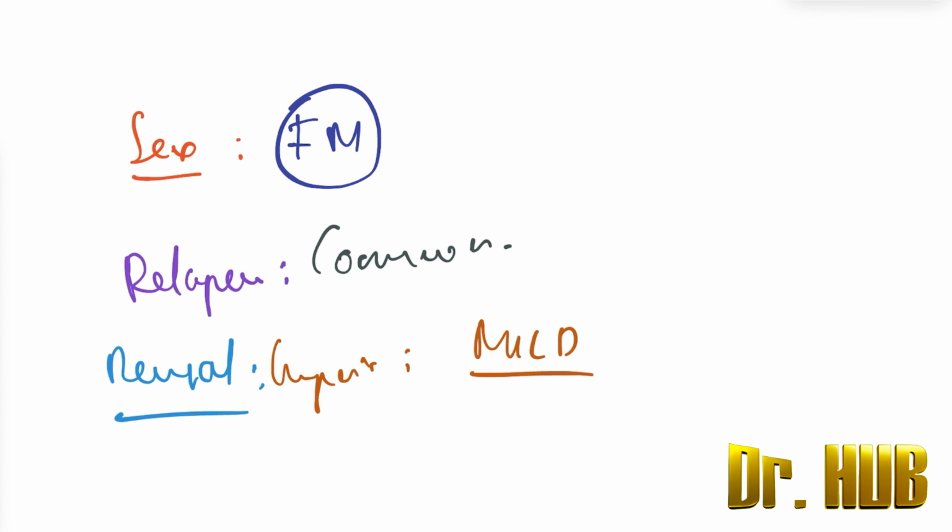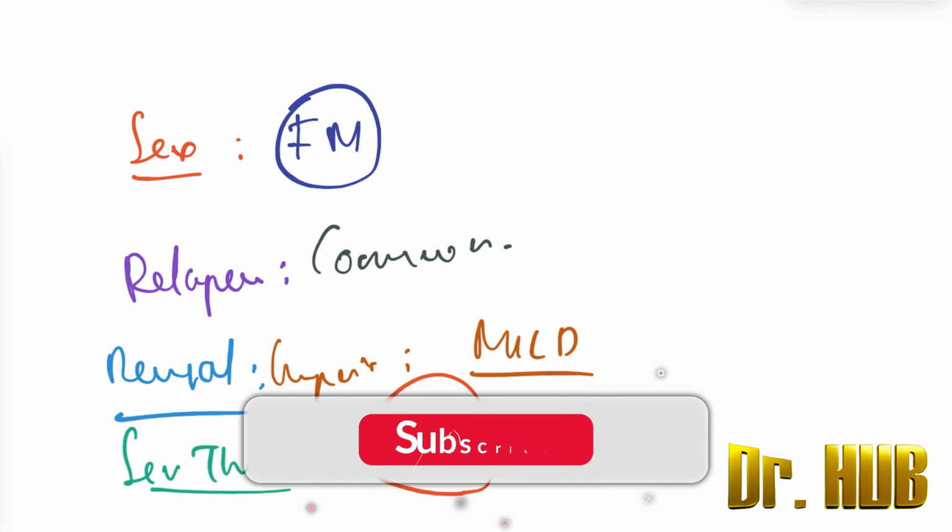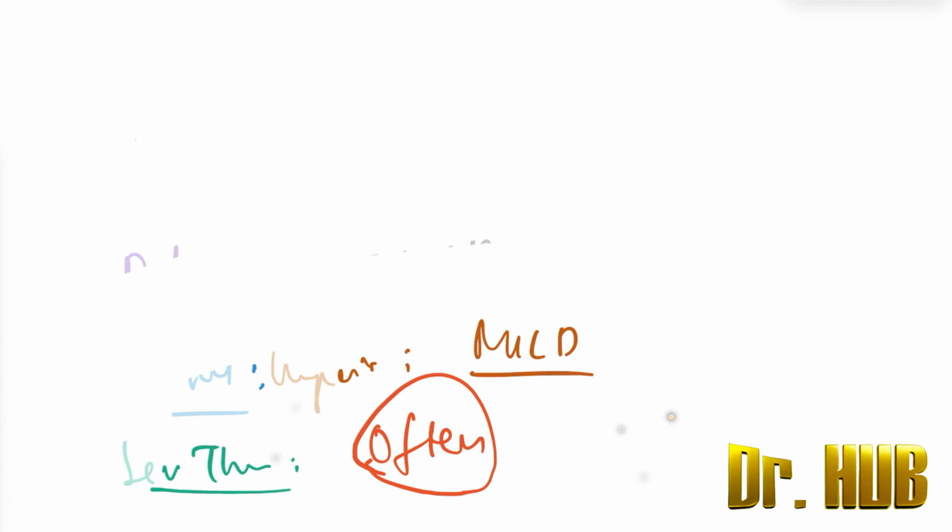And what about severe thrombocytopenia? In case of TTP, it is very often that there is a severe thrombocytopenia. So this was about the TTP. Now let's go into the HUS. So what happens in case of the hemolytic uremic syndrome?